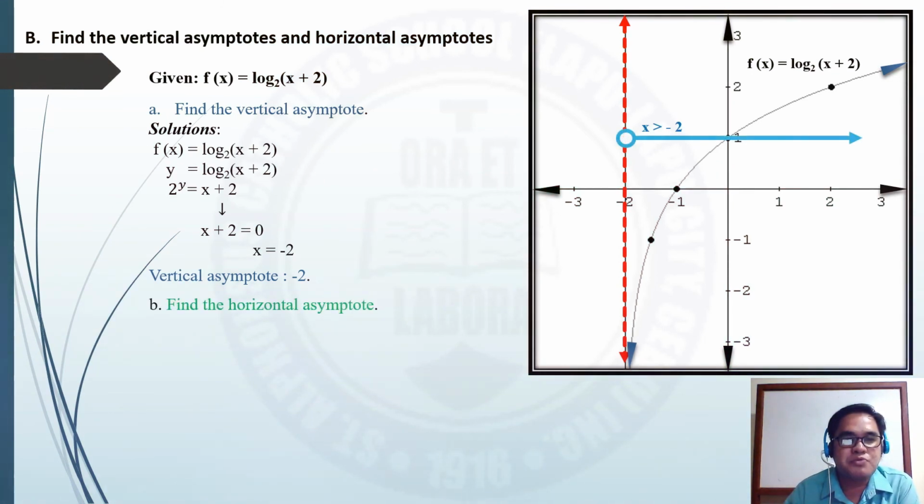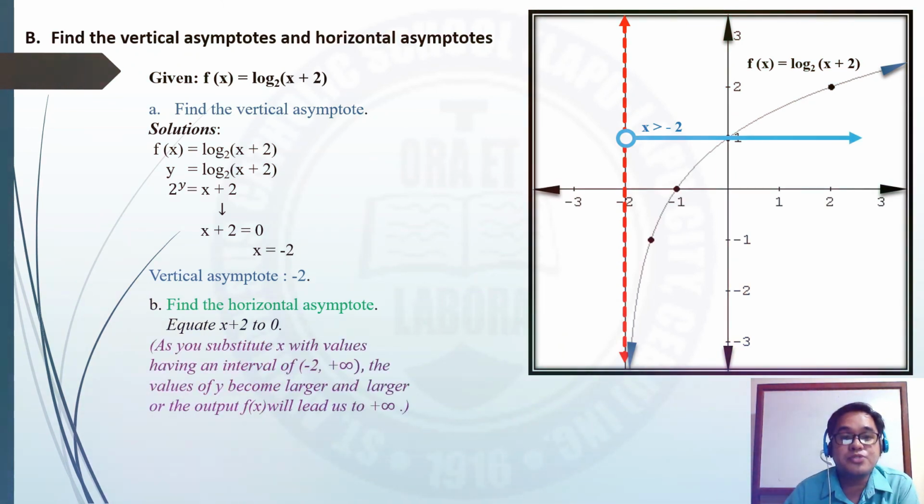So this time, we will be finding the horizontal asymptote. So first, we are going to equate x plus 2 to 0. As you substitute x with values having an interval of negative 2 to positive infinity, the values of y become larger and larger, or the output, which is f of x, will lead us to positive infinity. So, therefore, no horizontal asymptote for this given function.